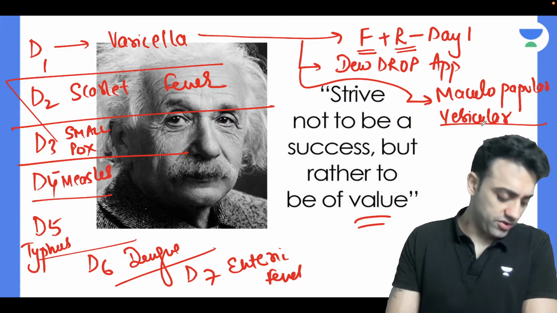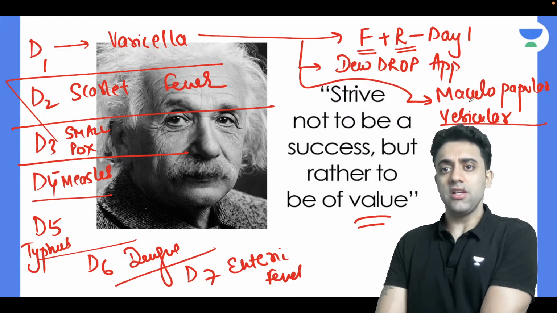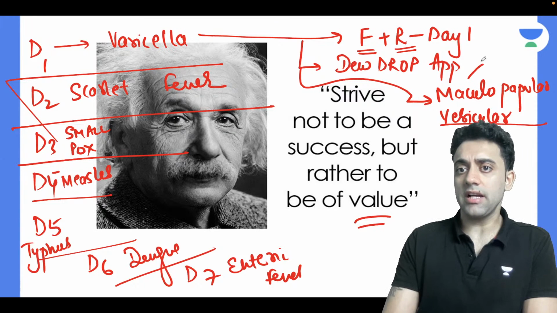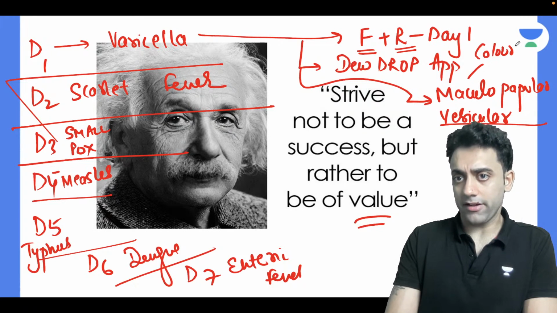Okay, so what is macule, what is papule, what is vesicle? So macule is nothing but change in color. So change in the color will be known as a macule.